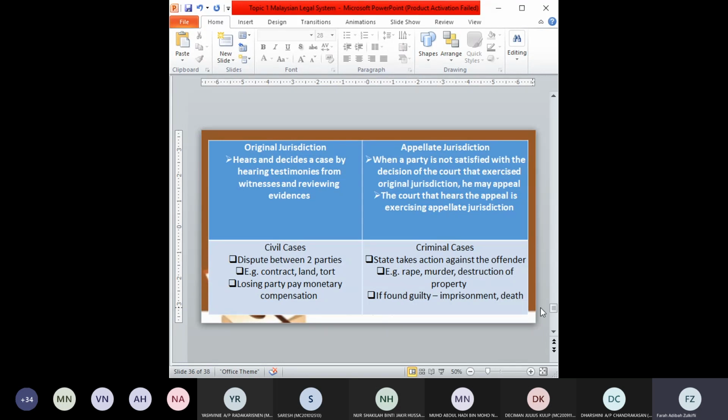Criminal case is between a public prosecutor and the accused. So that's the main difference between civil case and criminal case. For civil case, you call the parties plaintiff and defendant. In criminal case, you call the parties public prosecutor and the accused, pendakwa raya and tertuduh.